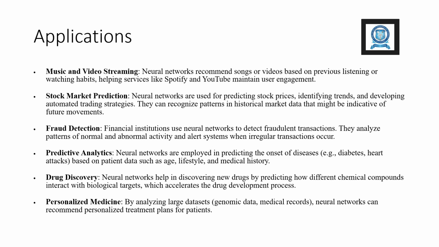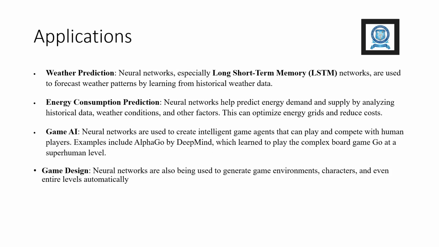Neural networks help in discovering new drugs by predicting how different chemical compounds interact with biological targets, which accelerates the drug development process. Personalized medicine. By analyzing large data sets, neural networks can recommend personalized treatment plans for patients. Weather prediction. Neural networks, especially long short term memory networks, are used to forecast weather patterns by learning from historical weather data. Energy consumption prediction.